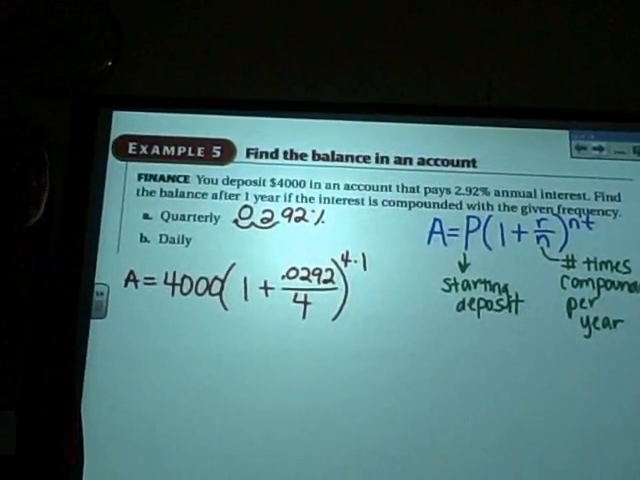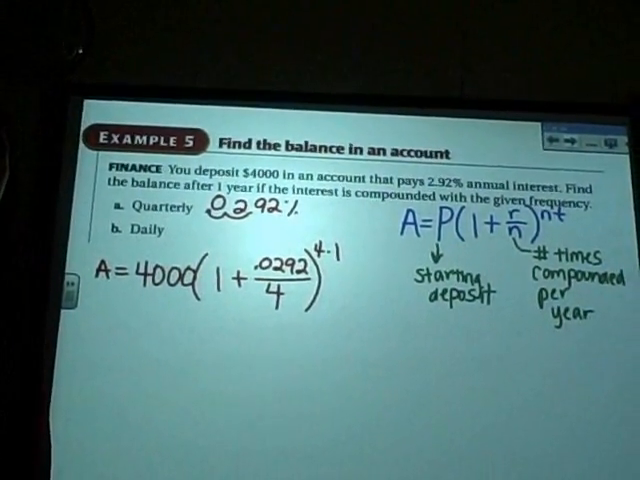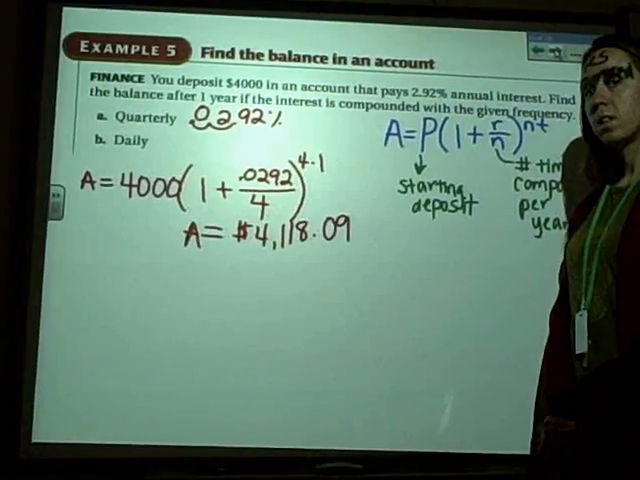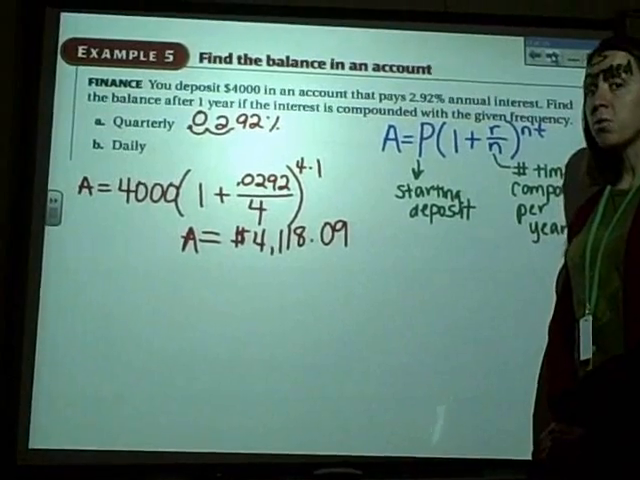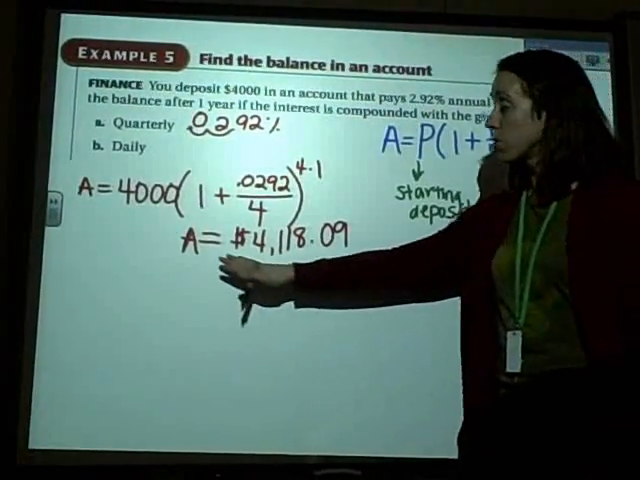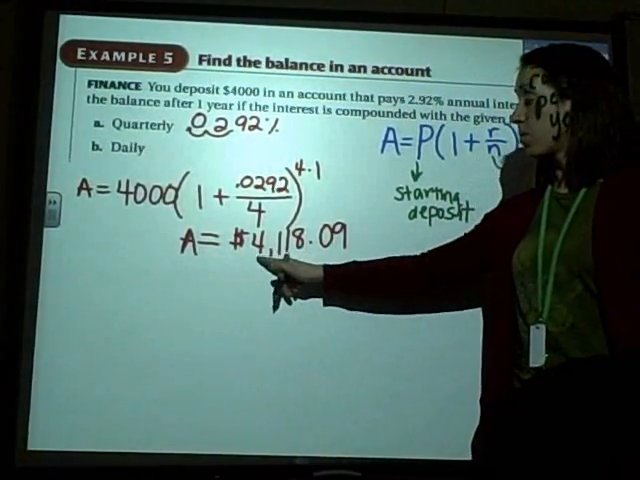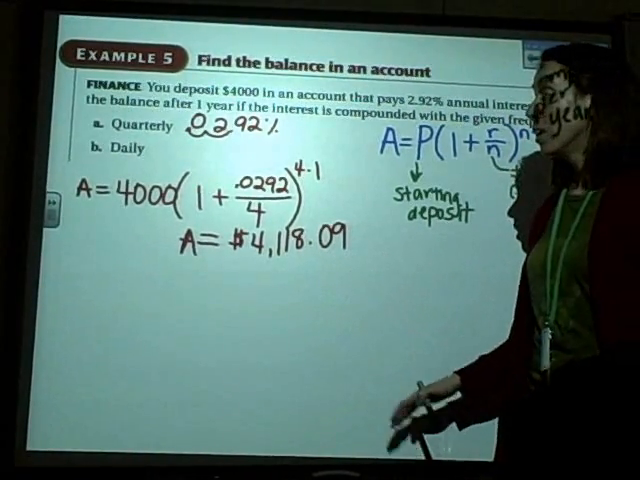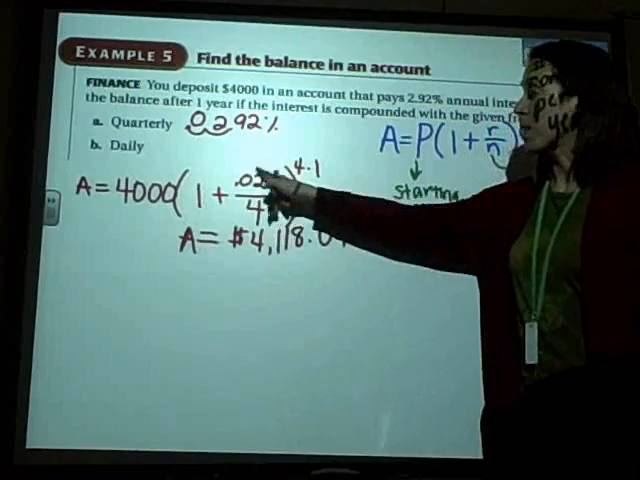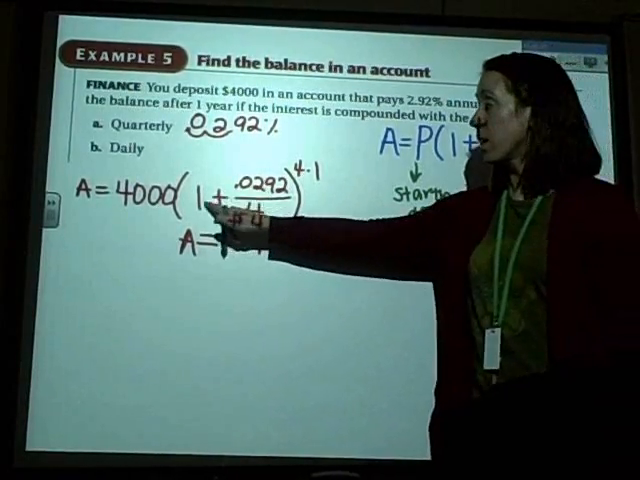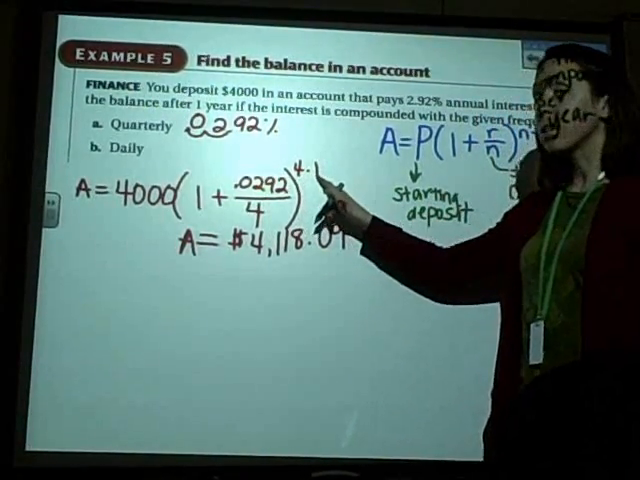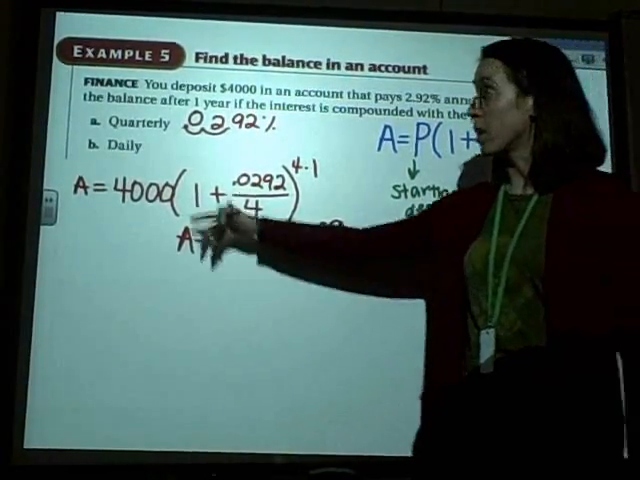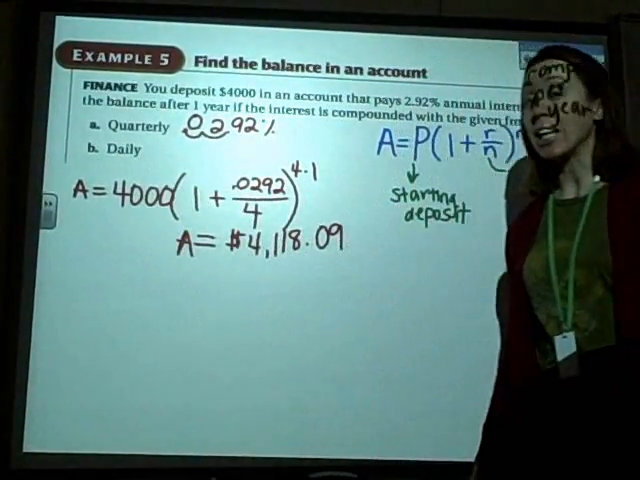You guys have done this before. Go ahead and plug that into your calculator and see what you get. Don't forget order of operations. Okay, so if you did those order of operations correctly, you should end up with a balance of $4,118.09. Don't forget, start inside the parentheses. Divide first, then add, then raise to the exponent, then multiply. Now try the next one for compounded daily.